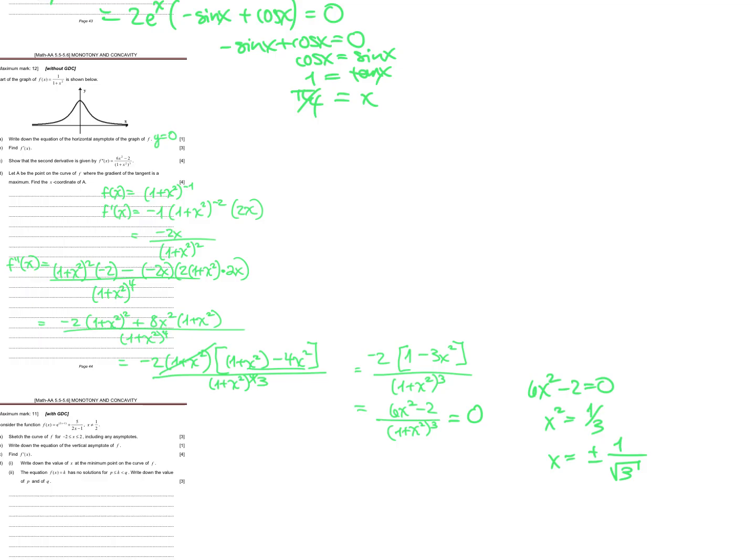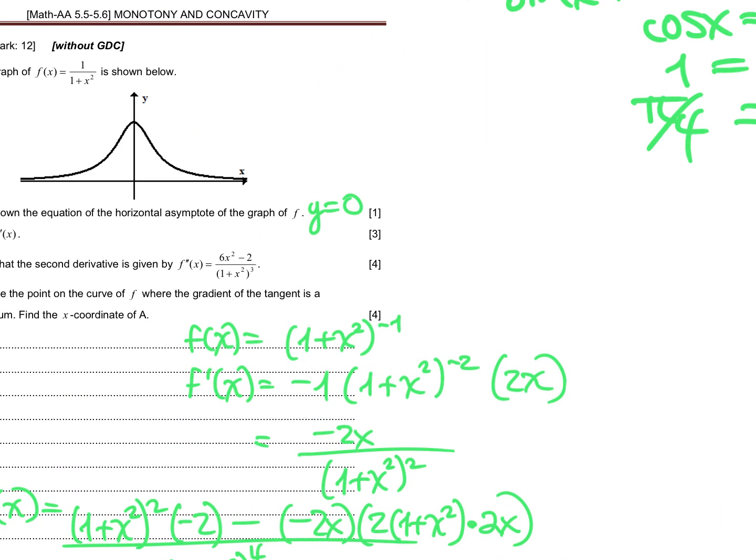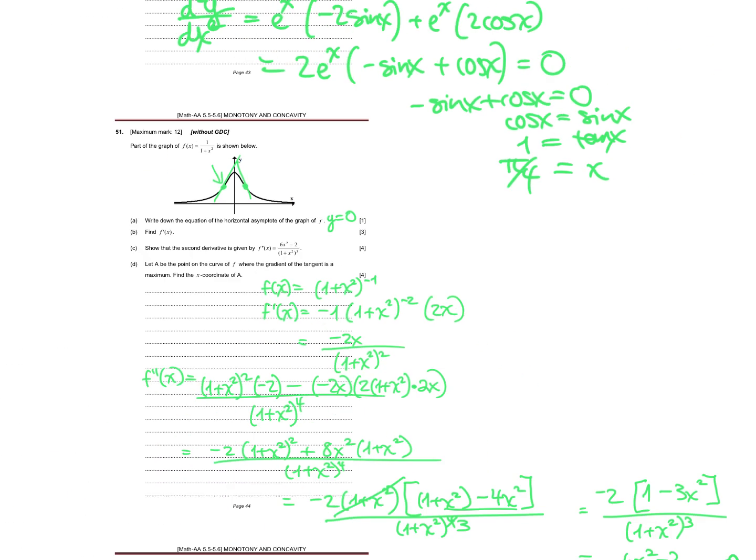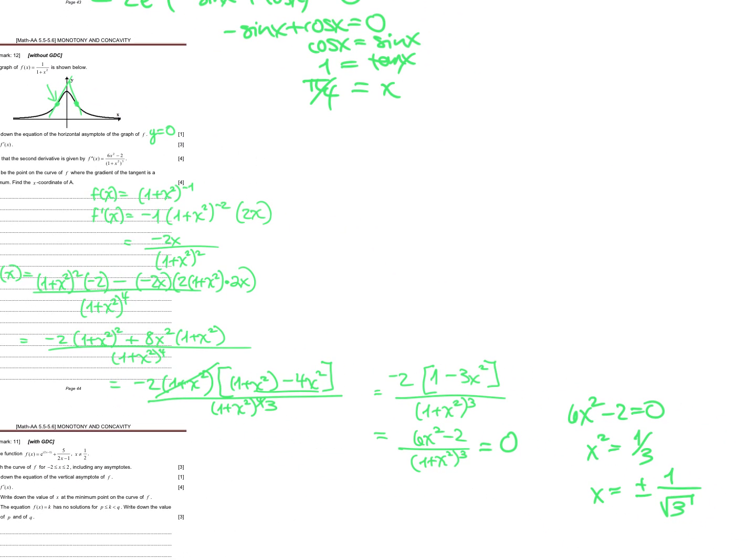Oh, yeah, it's only the negative one because this is a positive gradient there. This is a negative, so the maximum is here. So that is at negative. So A is, the x-coordinate is negative 1 over root 3.